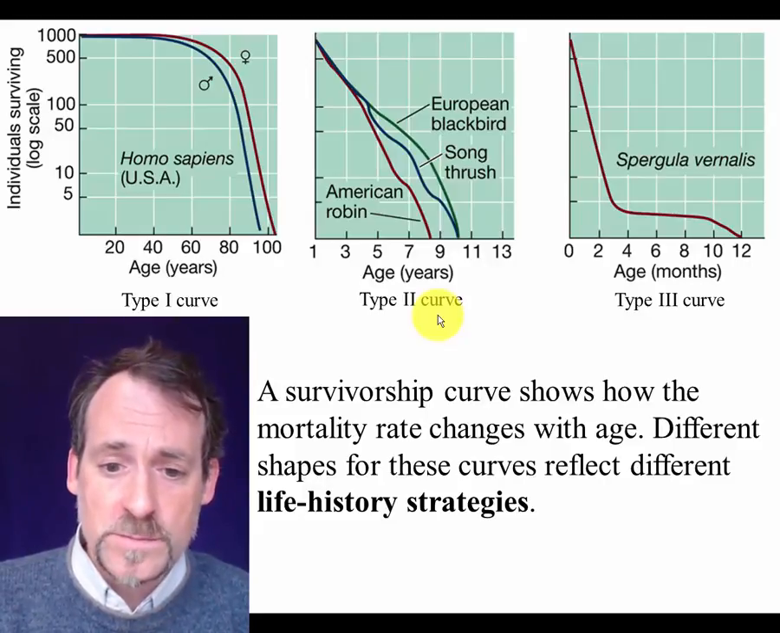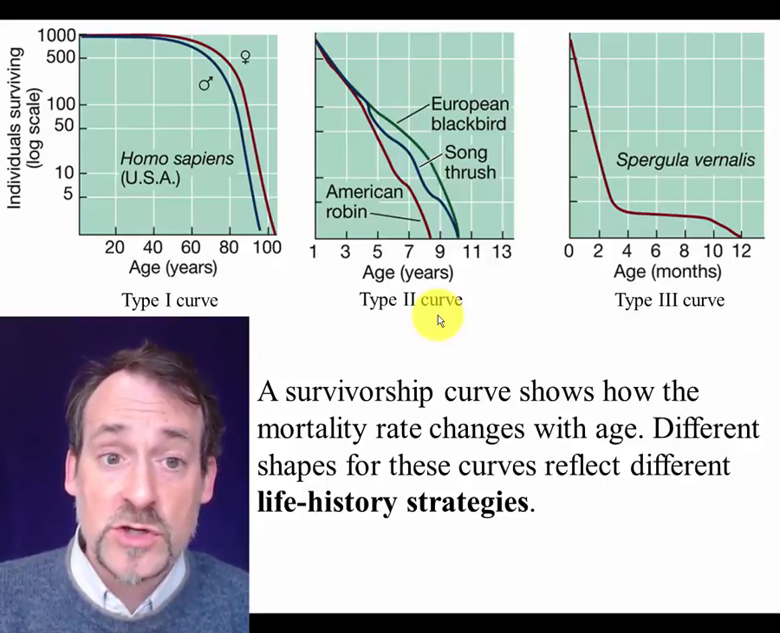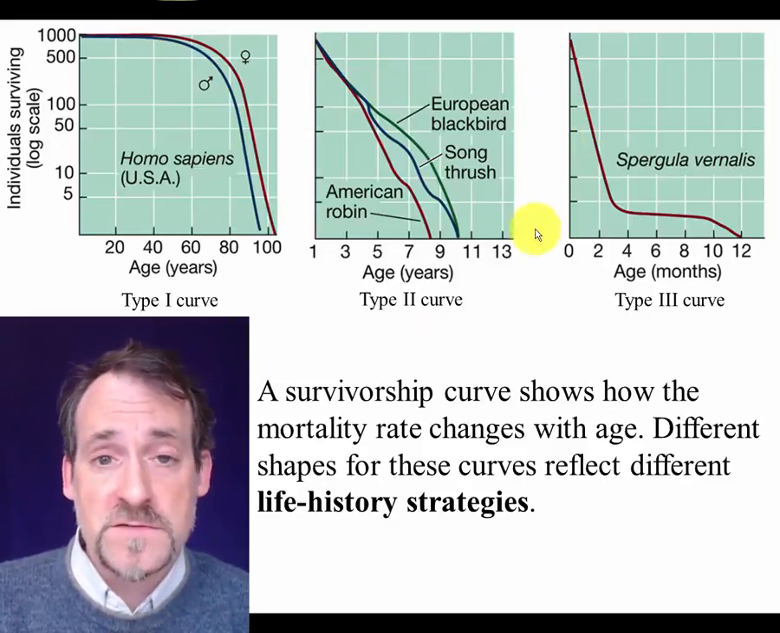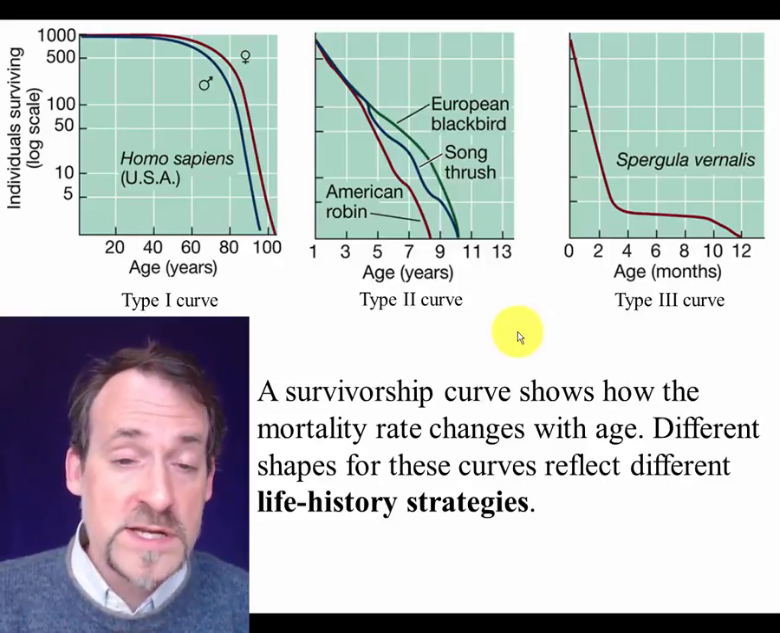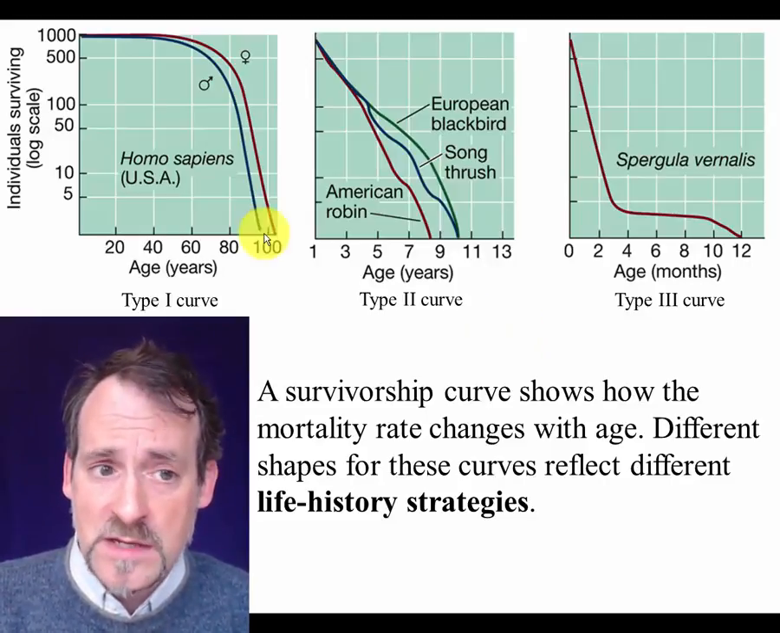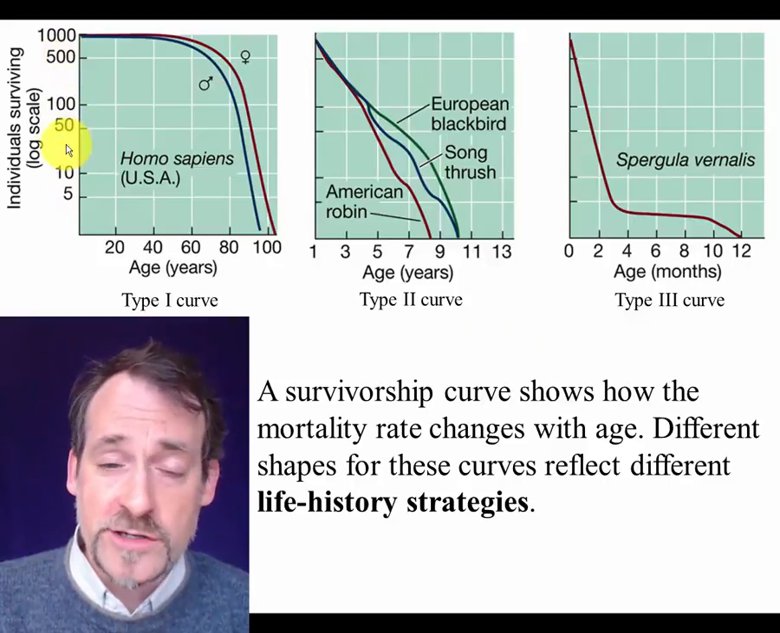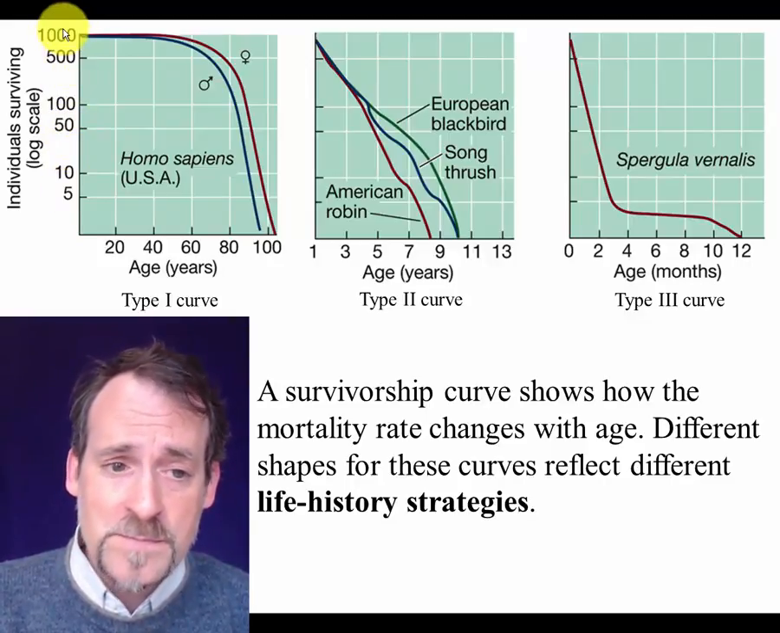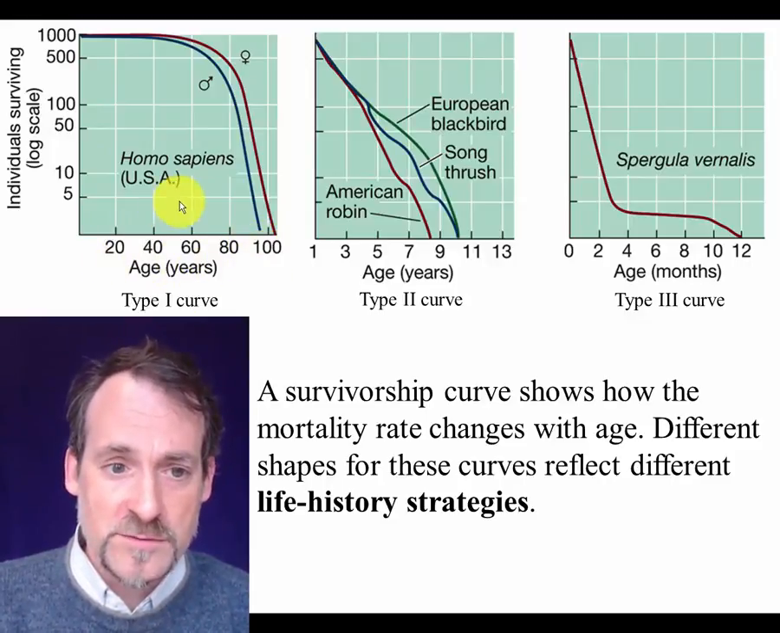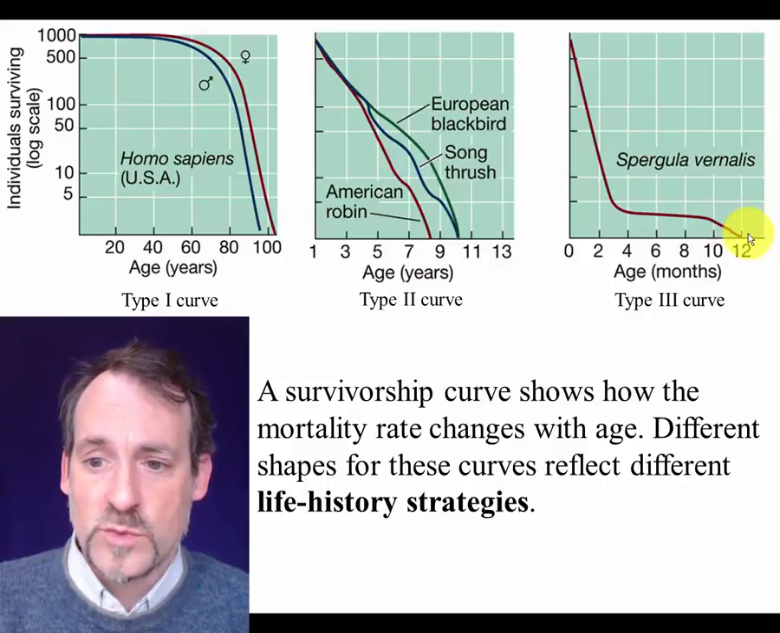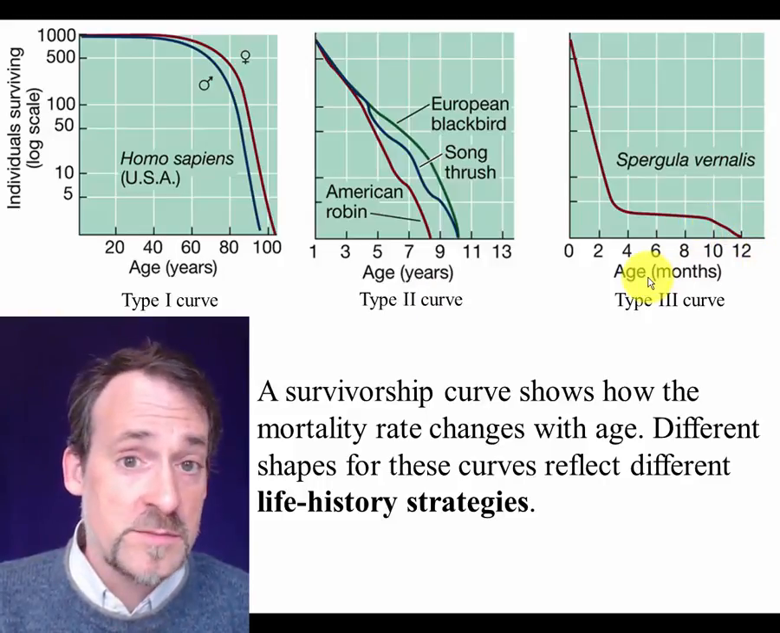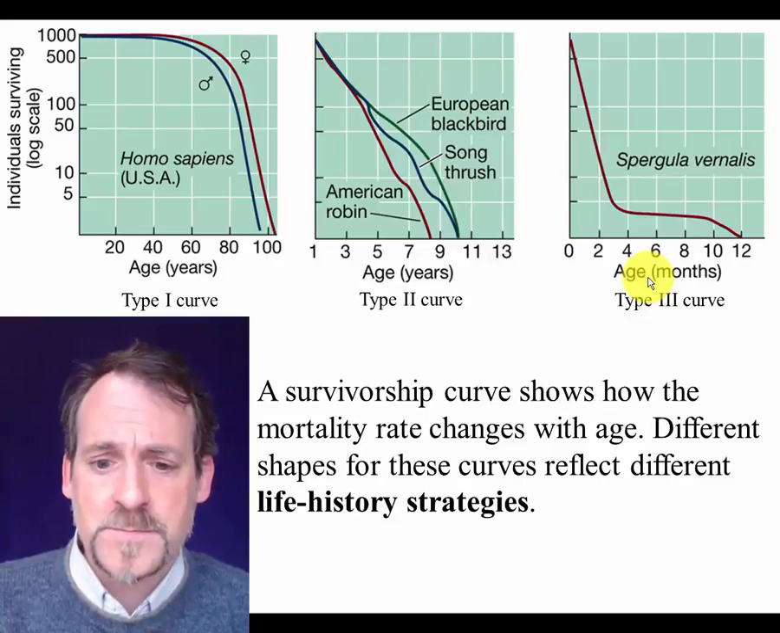One of the things we can do is plot what's called a survivorship curve. And these are different examples of survivorship curves up here. Survivorship curves show basically survivorship over time. Usually survivorship is plotted on a log scale over here. And you've got time in some unit down here. So for example, for human beings, you probably measure age in years. For birds, probably years as well. But for something like this weedy plant, we would measure its age in months.